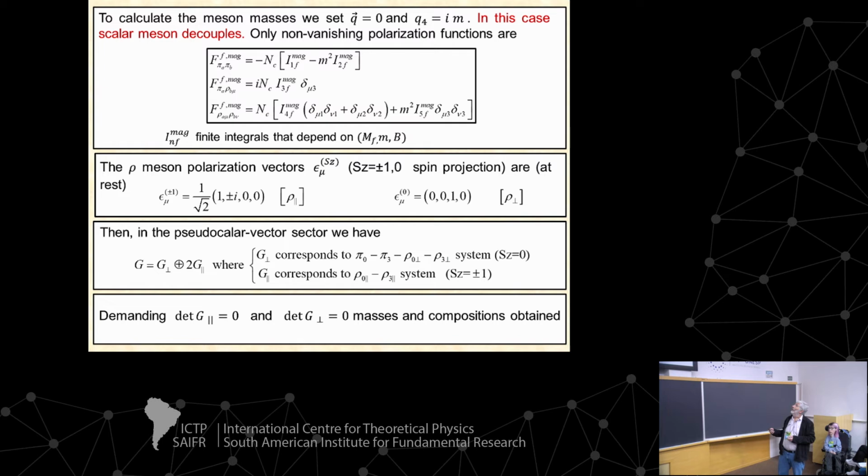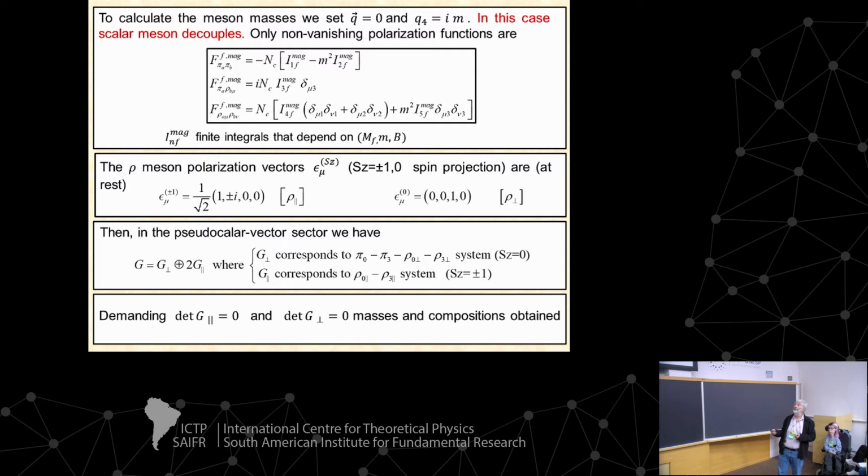Since I'm working with particles at rest, I can use the polarization vectors for the rho, taken as usual and at rest. So these are what I call parallel, meaning that they correspond to spin parallel to the magnetic field. And this is perpendicular, meaning that the spin is perpendicular to the magnetic field. So this is spin 0, and this is spin plus minus 1.